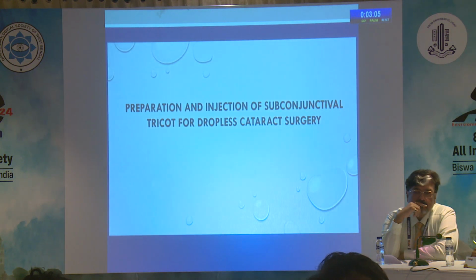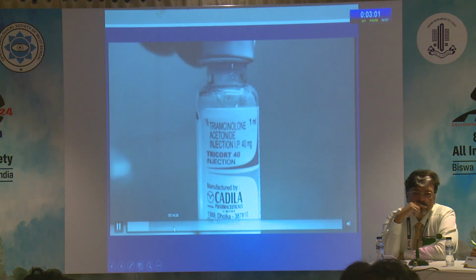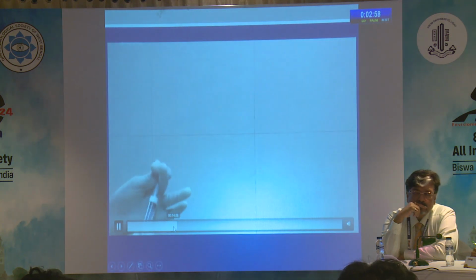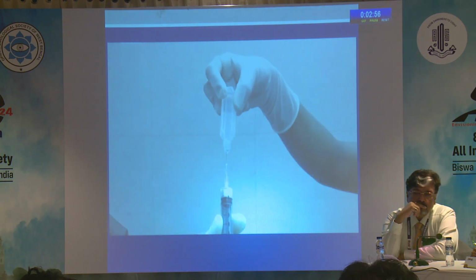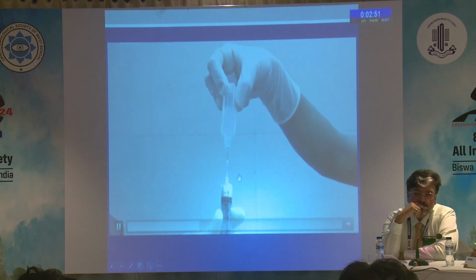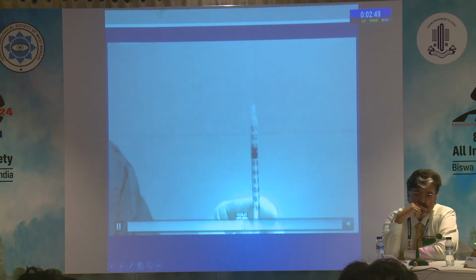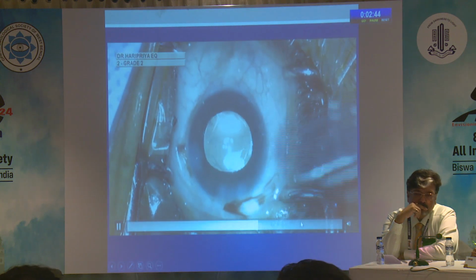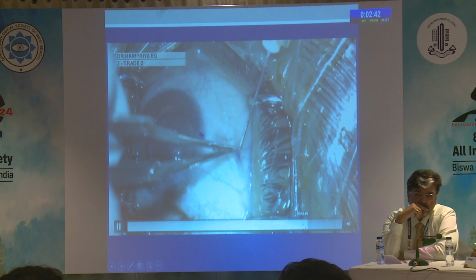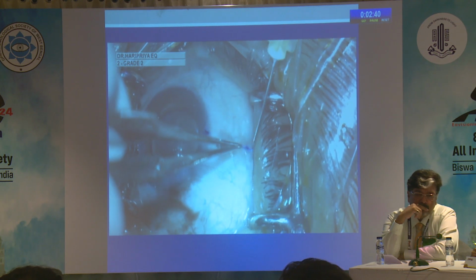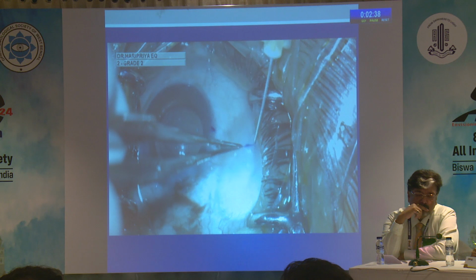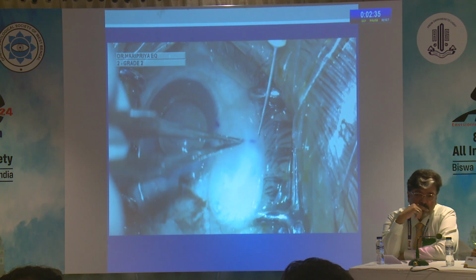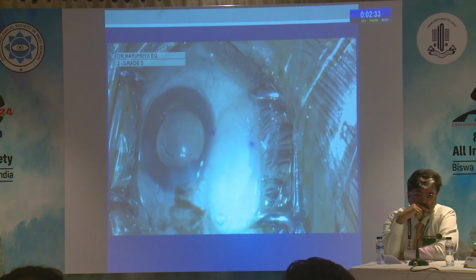So this is the preparation of the injection. We use the unpreserved triamcinolone. We draw in 1 ml, which has about 40 milligram of the drug. This is diluted with 1 ml of distilled water, and from that we draw in about 0.3 ml. So this makes it about 6 milligram. And this is injected in the subconjunctival space using a 30 gauge needle. This way we don't have any reflux. Insert about at least 2 or 3 millimeters, 6 millimeters from the superior limbus.